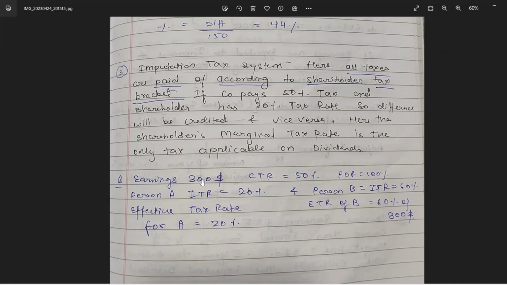Suppose the earnings is $300, the corporate tax is 50%, payout ratio is 100%. Person with ITR is 20%, person with ITR is 60%. So the total effective tax rate will be 20%. So if you paid higher taxes, that will be created as a DTA. If you have paid lower taxes, that will be created as a DTL.